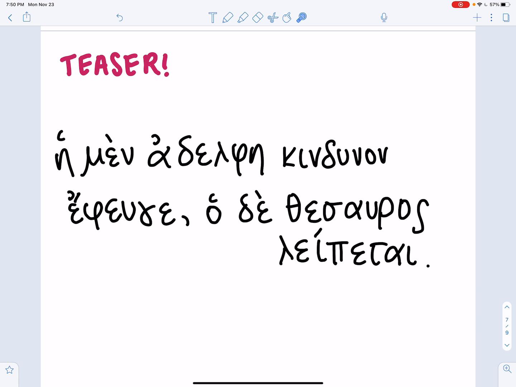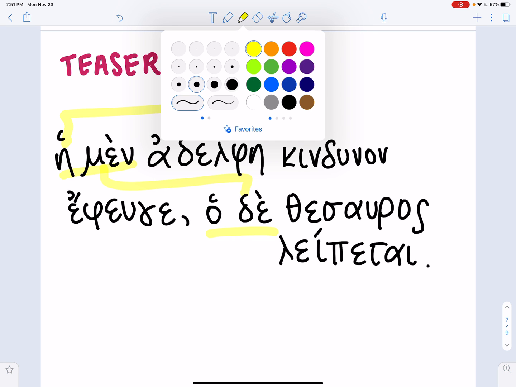Let's break it down. We'll start with this he men adelphe. We know that the he goes with adelphe, right? And we've already learned adelphe, it means sister. And we've learned this he men. As soon as we see that, we should be thinking, oh, is there a de coming later? And yes, there is. So we know that these are going to go together. And then we found our verb in this first half of the sentence.